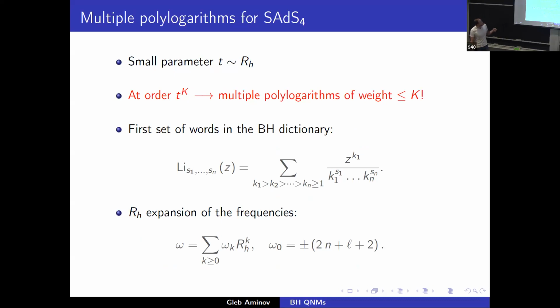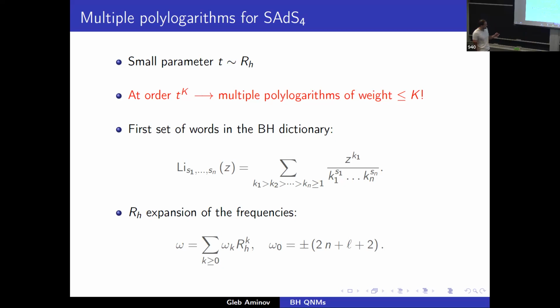Exactly in the AdS case, the small parameter is t, and it is related to the radius of the black hole. So for small t, we are talking about small black holes. At each order, the contributions to the wave function are written in terms of multiple polylogarithms. Another definition of multiple polylogarithms is that it's just an iterative integral of forms of poles like 1 over z, 1 over 1 minus z; you integrate them recursively and you get multiple polylogarithms. So this is the first set of words that we're going to have for the AdS case.